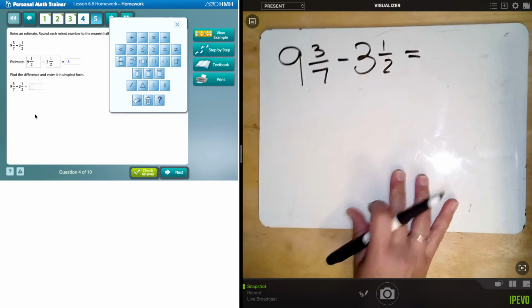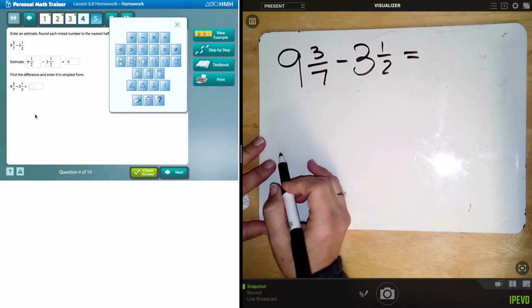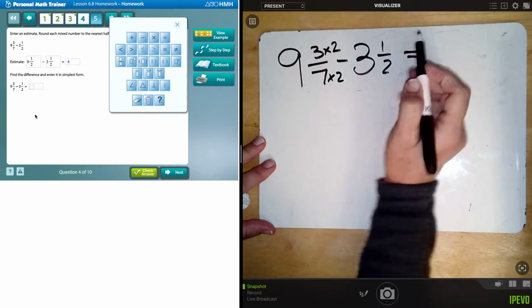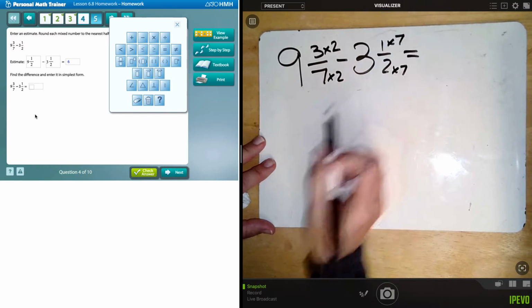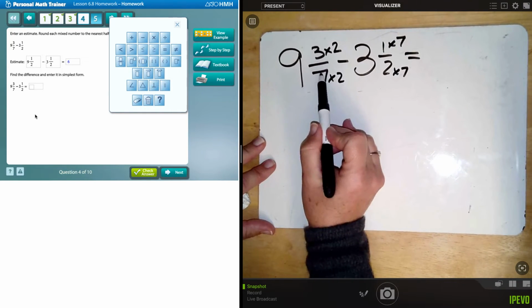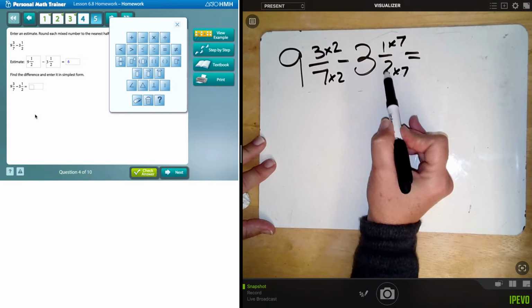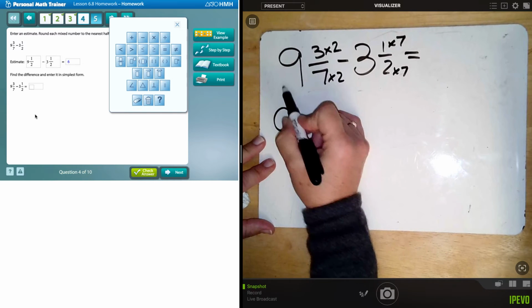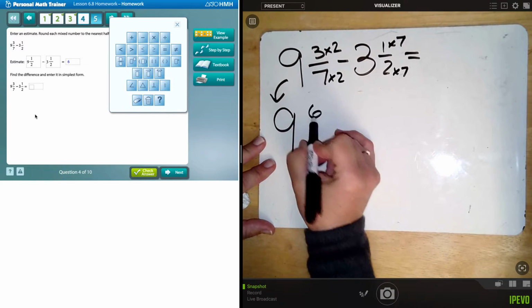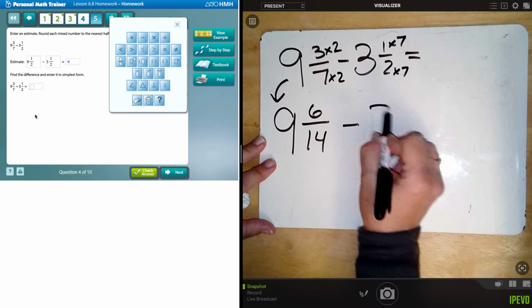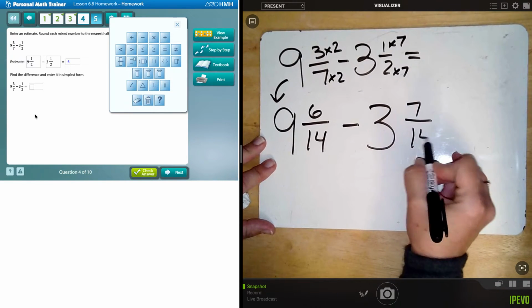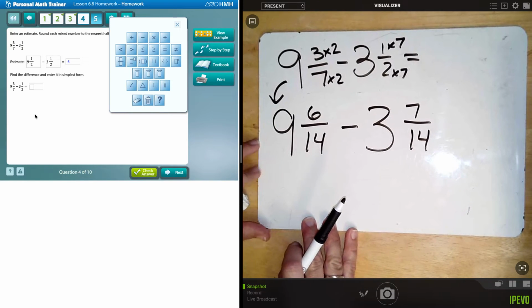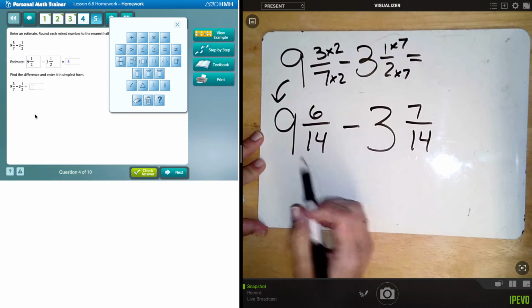All right. So I need the same denominator. I think I'm just going to have to pick 14. Right? So if I've got my sevenths on this side, I'm going to multiply it by 2. On this side, I'm going to multiply the 2 by 7, and that'll get me pretty close. So now my problem kind of converts to 9 and 6/14 minus 3 and 7/14. I can't do the 6 minus 7. I want you to pause it here and see if you can do the regrouping, right?